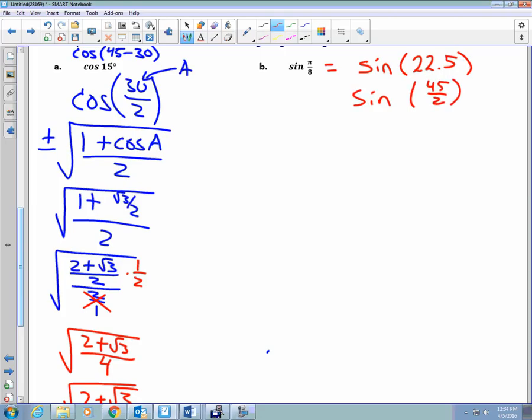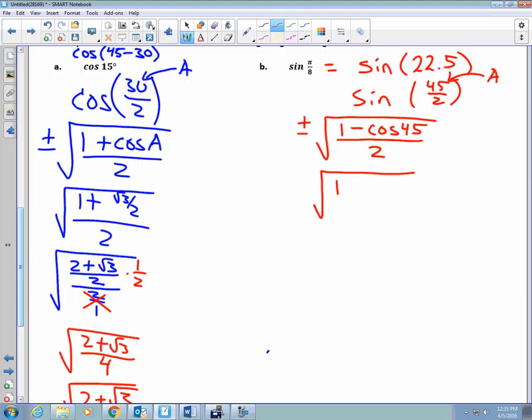Okay. So you can see that my angle is 45. So my formula is plus or minus the square root of 1 minus the cosine of my angle, 45 degrees, all divided by 2. Pi over 8, which quadrant? 1. Will it be positive or negative? Positive. So I choose the positive result, square root of 1 minus, what is the exact value of cosine of 45? Wow, you guys are getting smart.